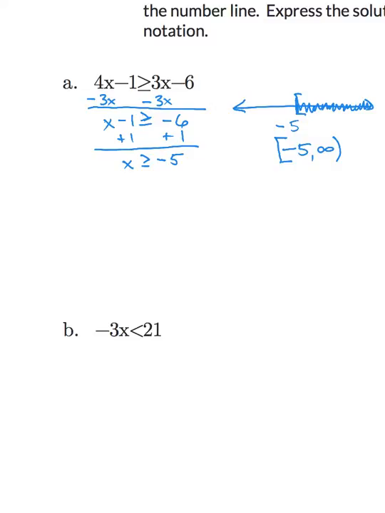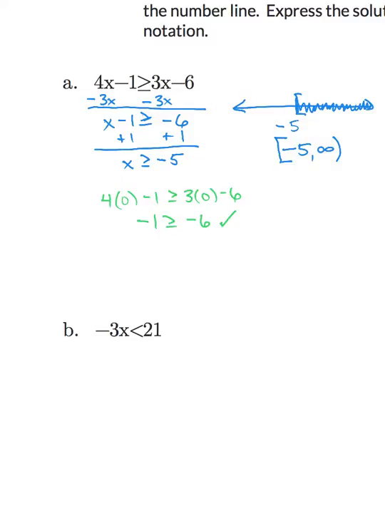It is. So if we plug 0 into our original inequality, we get 4 times 0 minus 1. And I want to know, is this greater than or equal to 3 times 0 minus 6? Well, 4 times 0 is 0, so it cancels out. We get negative 1. Is that greater than or equal to 3 times 0, which is 0 and cancels out? We have negative 6. Is negative 1 greater than or equal to negative 6? It is, which means that we should have solved this correctly. And we're done.